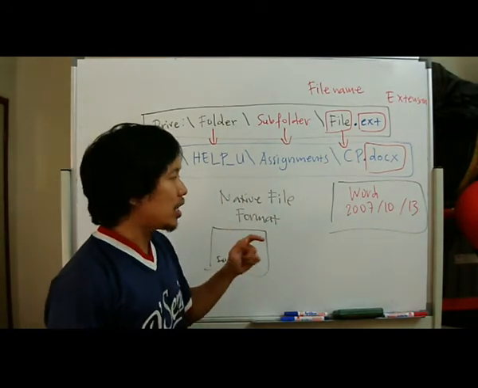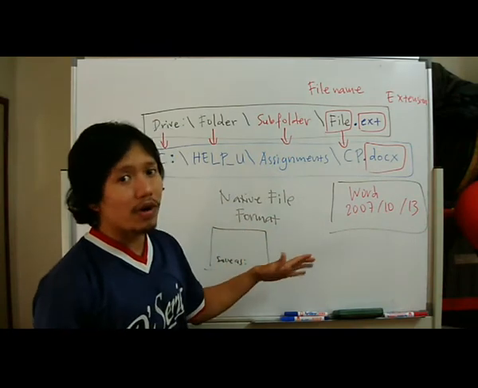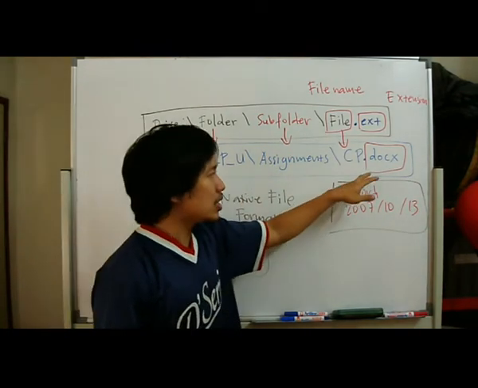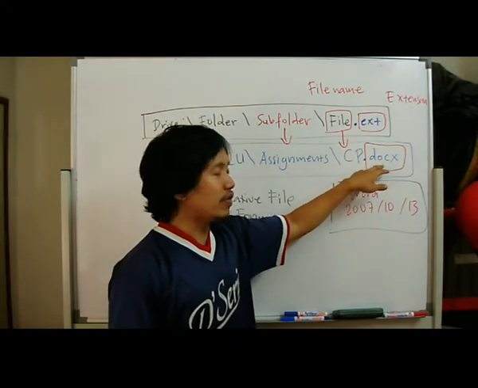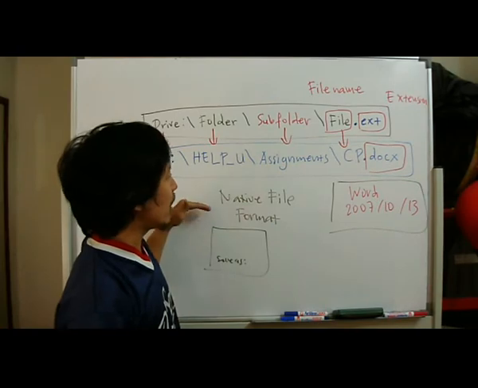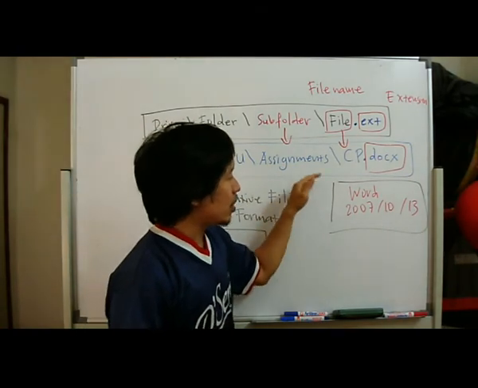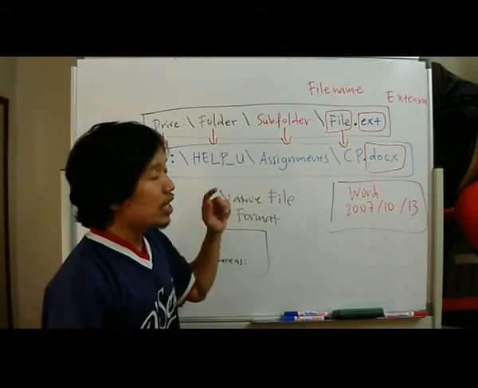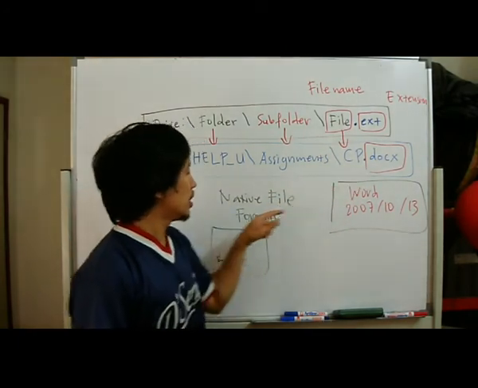That's one thing. Another is when you want to open files, you go to a certain folder or drive, chances are only DOCX files will be shown. So that is a native file format: a file format which is native to a certain application, in which when you want to save, the default will be the native file format.